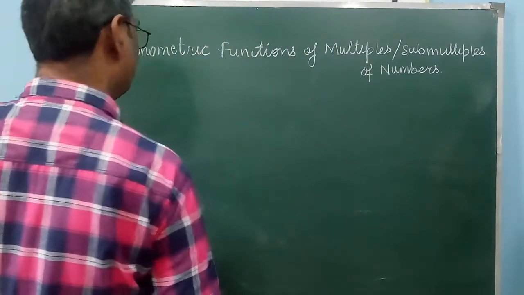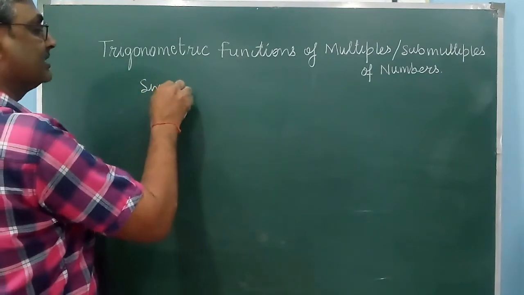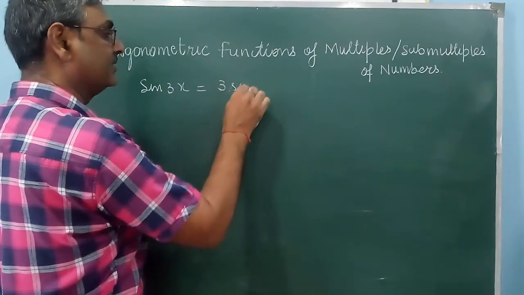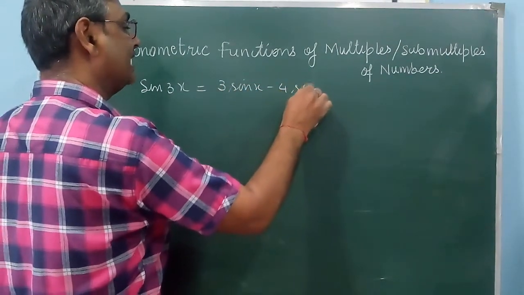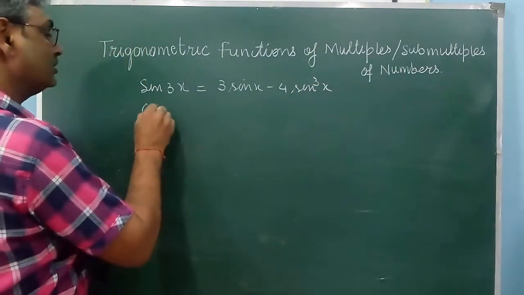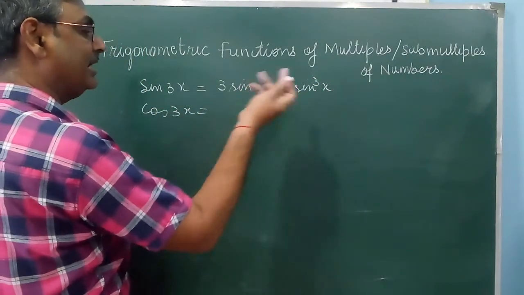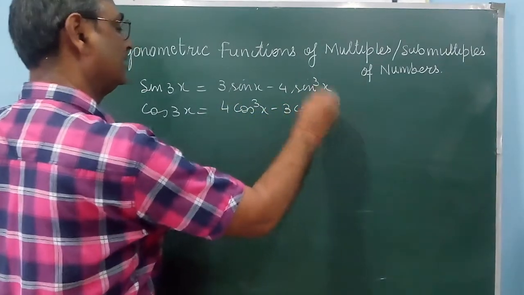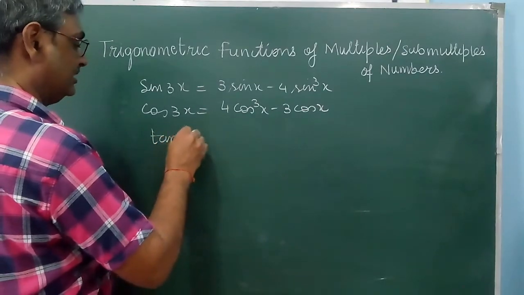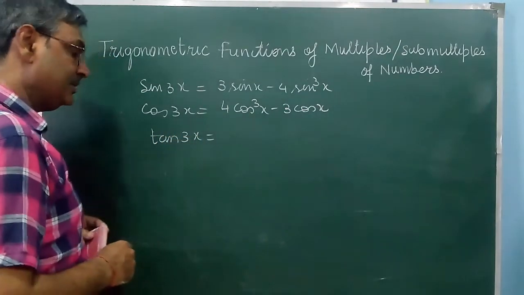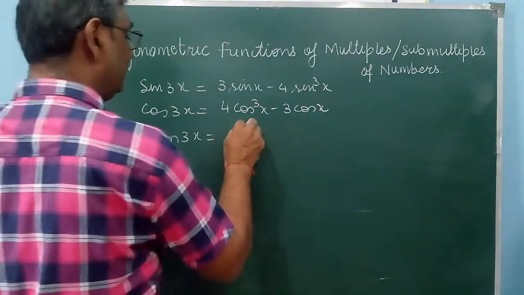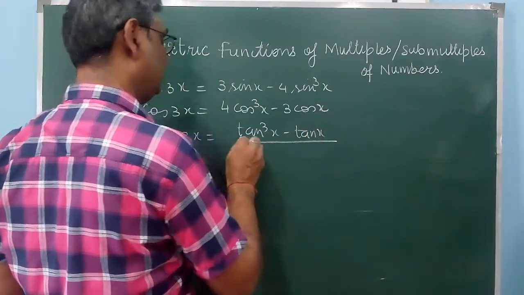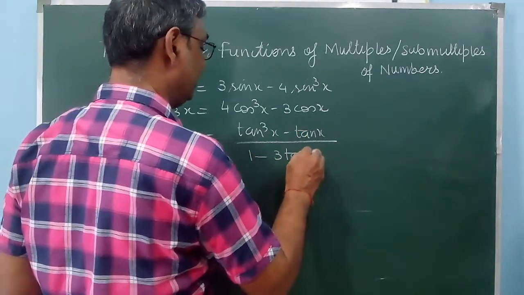Now we come to the next part, sin 3x. To remember it, we start with 3, so sin 3x is 3 sin x minus 4 sin cube x. Cos 3x, here these two get interchanged, so it is 4 cos cube x minus 3 cos x. So tan 3x, how much is it? Tan cube x minus tan x upon 1 minus 3 tan square x.